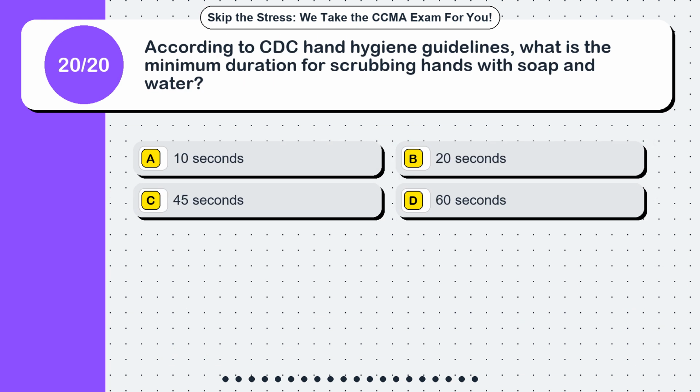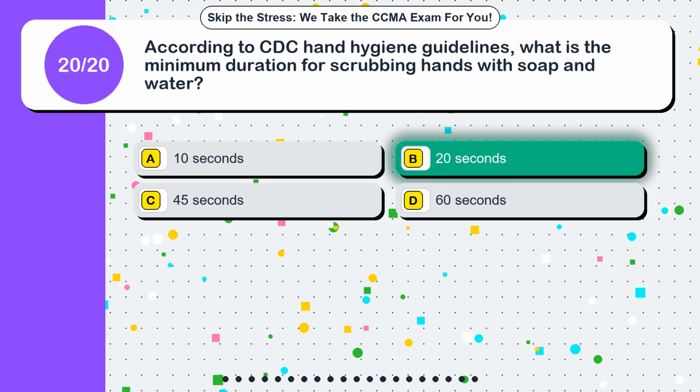Question 20. According to CDC hand hygiene guidelines, what is the minimum duration for scrubbing hands with soap and water? Option A, 10 seconds. Option B, 20 seconds. Option C, 45 seconds. Option D, 60 seconds. The correct answer is option B, 20 seconds.